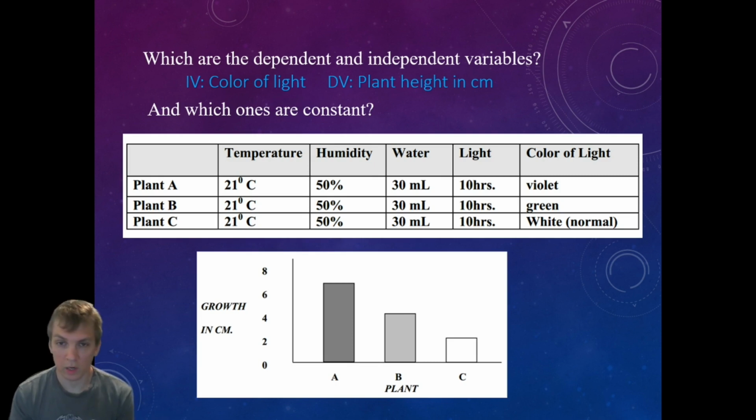And then which ones are constant in this example? What are the constant variables? Everything else that's listed here. Temperature, humidity, water, and light. Okay? So everything else that's listed here is going to be a constant variable.